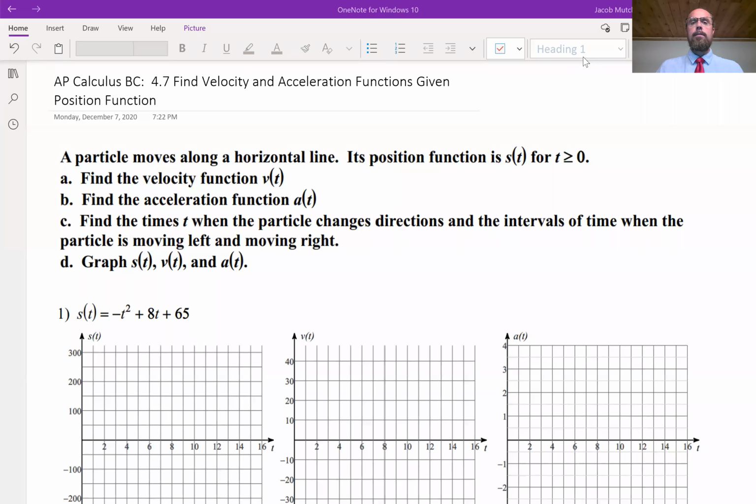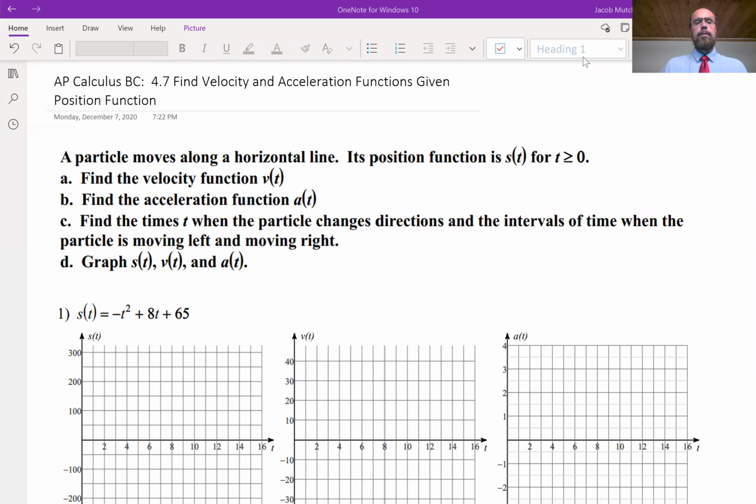Welcome to Calculus. Today we will investigate finding velocity and acceleration functions given a position function. We'll take a look at one example. Our first example is about a particle that moves along a horizontal line. We're given a position function s of t, so for our example that's negative t squared plus 8t plus 65 for times greater than or equal to 0.